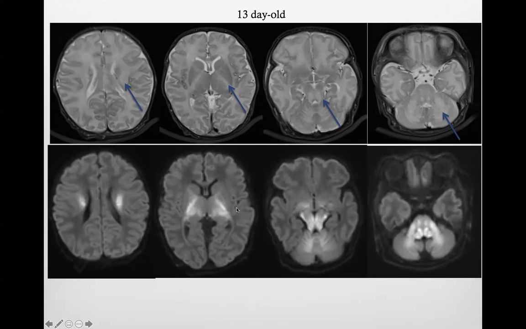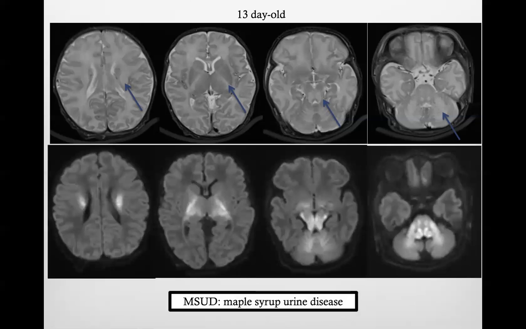So there is a diffusion restriction, so there is an acute edema in these areas. And this is why, because the child has a neurometabolic problem that is called Maple Syrup Urine disease. So DWI is very helpful in pathological situations when there is an acute damage. Remember that.